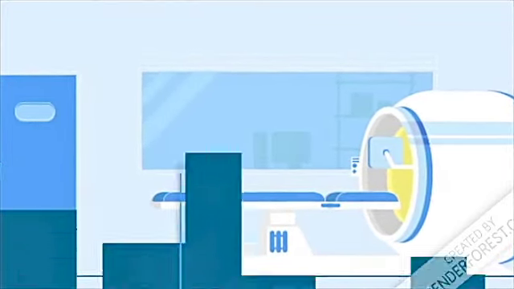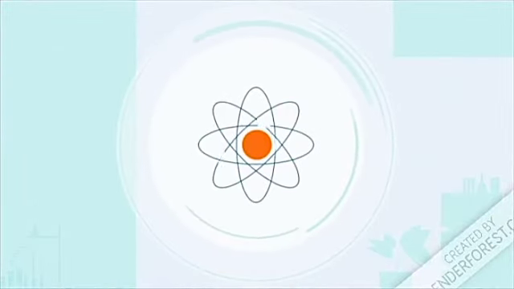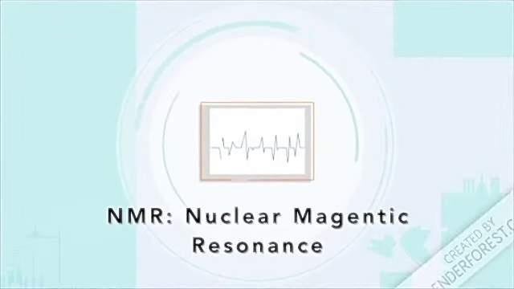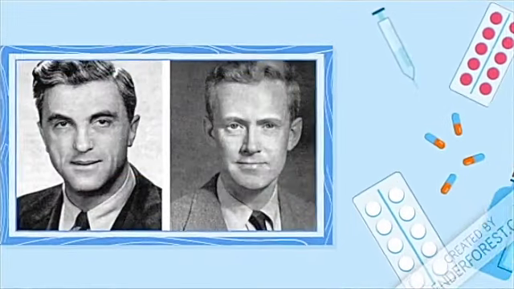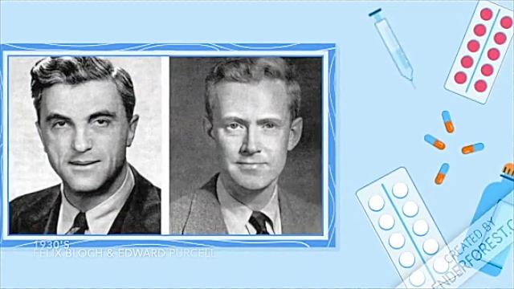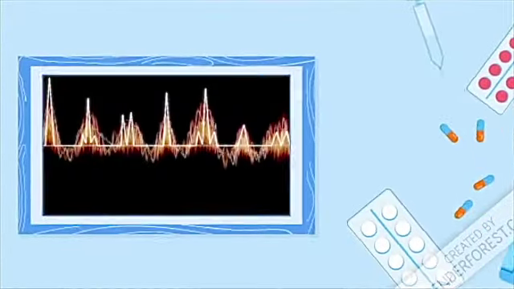MRI occurs at a subatomic level as it excites and detects the changes in the direction of the rotational axis of hydrogen protons. MRI derives from the technique of nuclear magnetic resonance, or NMR. NMR was discovered in the 1930s by Felix Bloch and Edward Purcell for chemical analysis, which used radio waves and magnetic fields to provide radio signals.